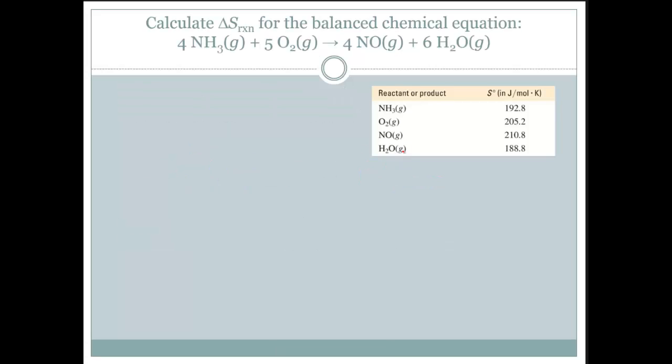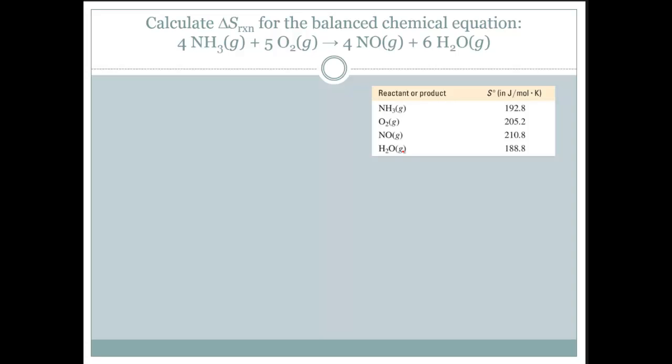We have 4 NH3 as a gas. Notice they actually have to stay in the physical state there, otherwise you could get the wrong entropy. The entropy of a gas will not be the same as that of a solid. Remember, entropy increases as it gets warmer. Plus 5 O2 in a gas state yields 4 NO in a gas state plus 6 H2O in a gas phase.